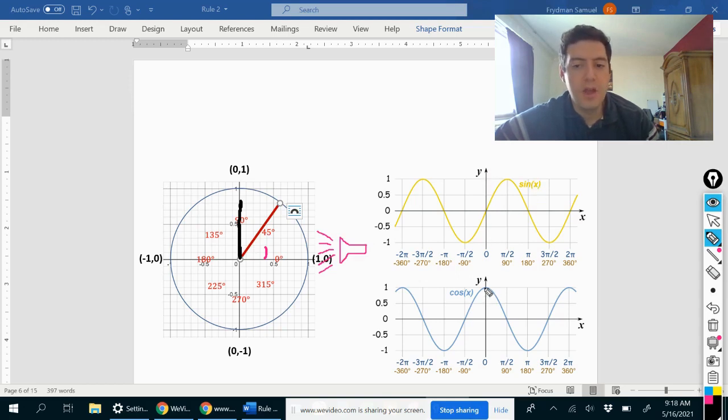But you have to be careful. The y-axis for the cosine graph is actually talking about the x value over here. So now imagine that the flashlight, instead of being over here, is over here pointed in this direction.